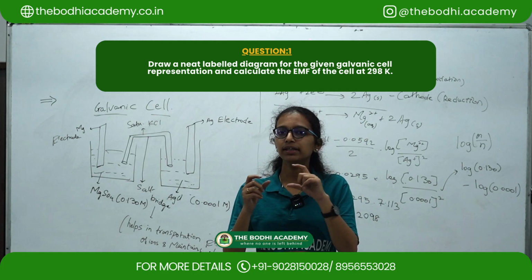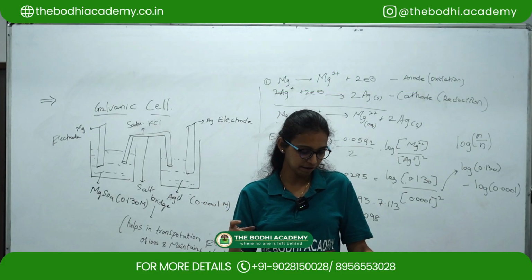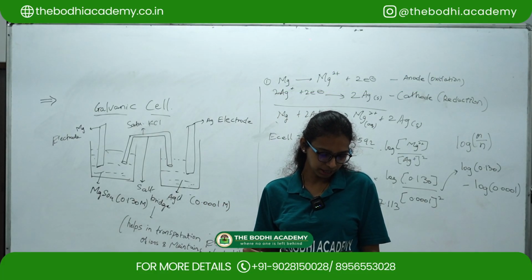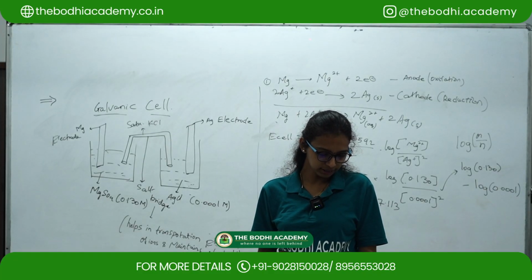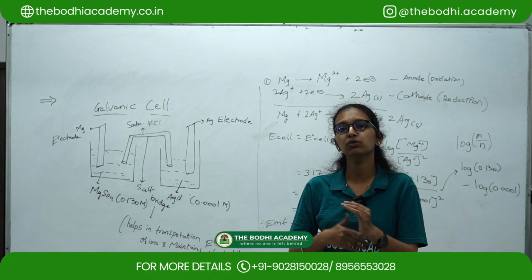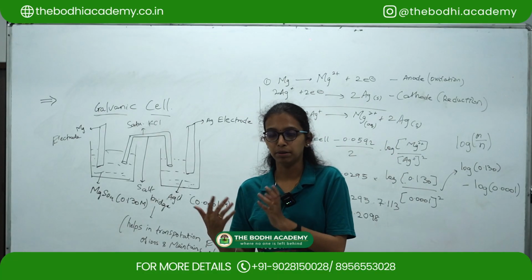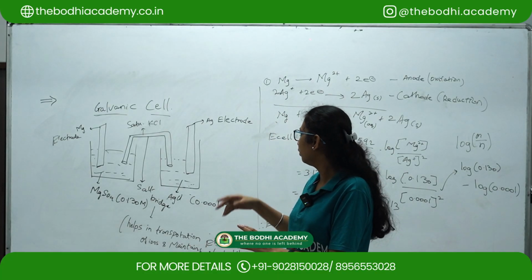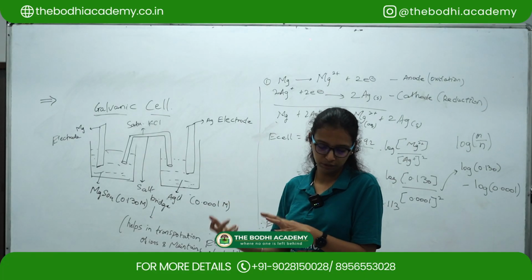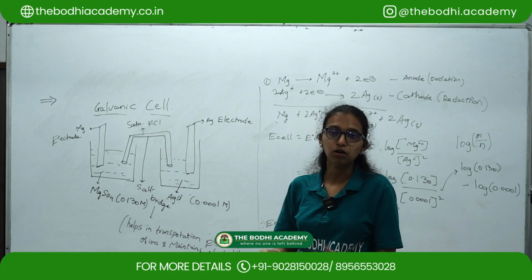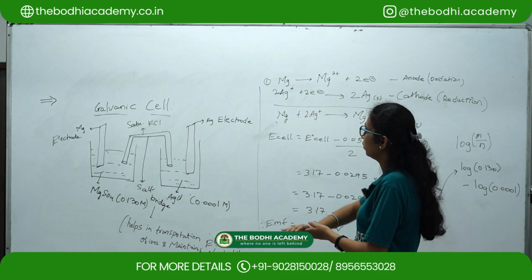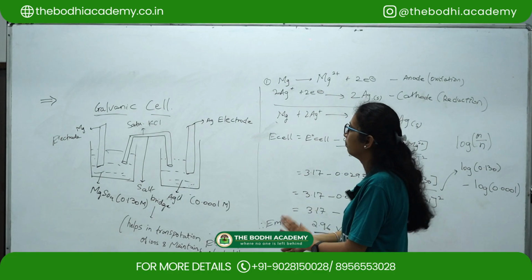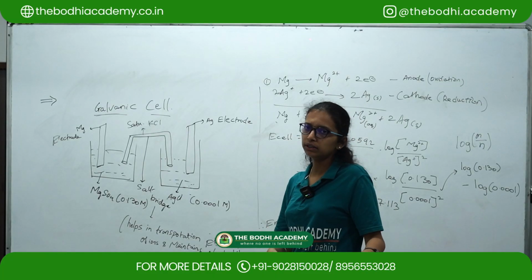Okay, so they have represented the cell. The cell they have given is magnesium, Mg2+ with the concentration of that solution, and Ag+ with the concentration of that solution, and Ag. And they have told us to calculate the EMF of the cell. They have given us E0 cell, everything has been given. E0 cell is given, concentration of the two solutions are given. Let's go through this. First we'll see the diagram and then we'll come to the problem. Okay, so this is the question.